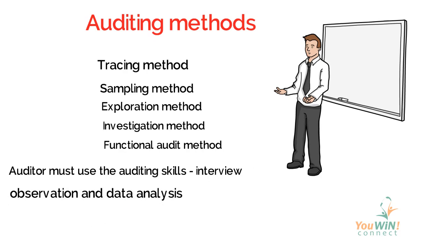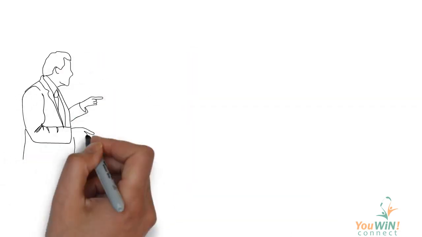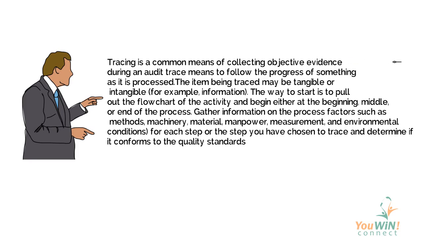The sampling, exploration, and investigation methods will likely be familiar to you SMEs, but the tracing and functional audit methods may be unfamiliar. But the two basic audit methods are the tracing and functional methods. Tracing is a common means of collecting objective evidence during an audit. To trace means to follow the progress of something as it is processed. The item being traced may be tangible or intangible.